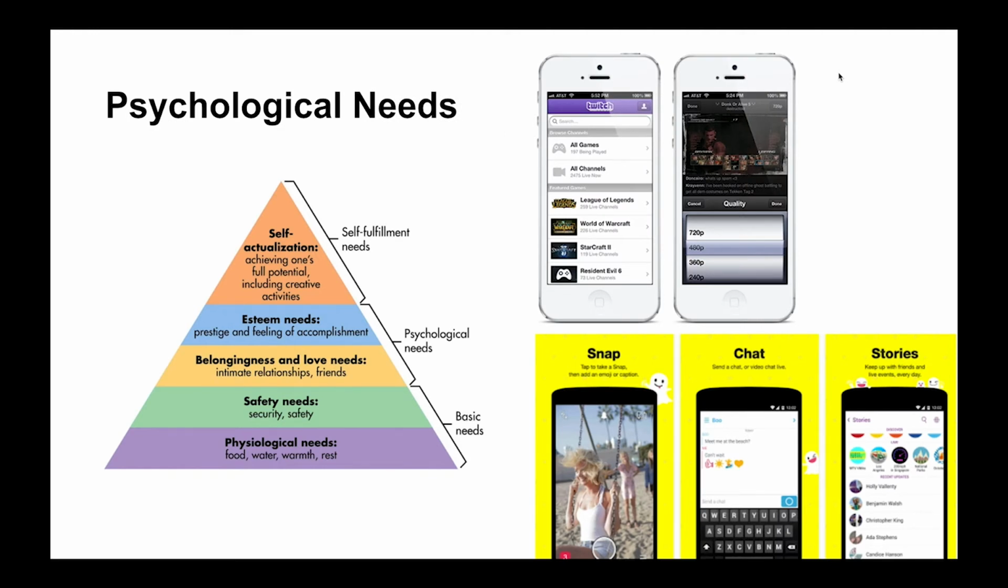Psychological needs. We have Twitch and Snap. These two applications are much more social. You can use them with your friends. It also helps you with your esteem, gives you a feeling of accomplishment. You get a bunch of followers on Twitch or Snapchat, people following you, liking your stories, all of that.